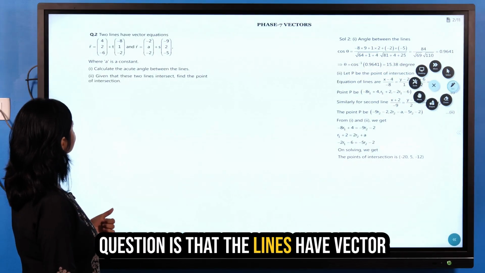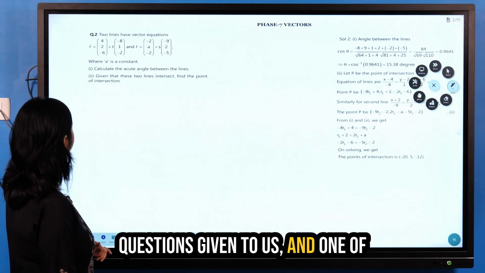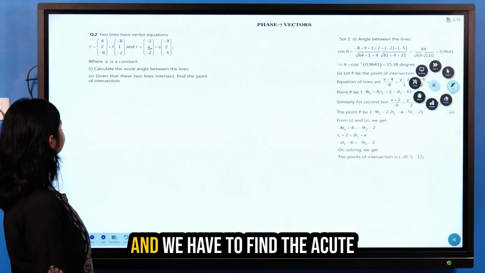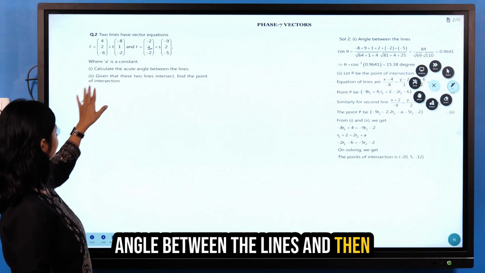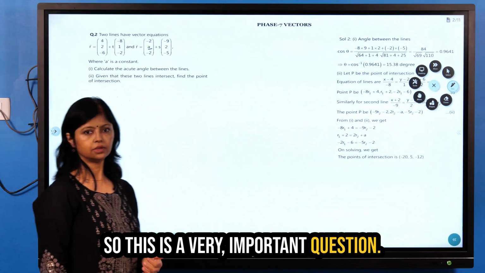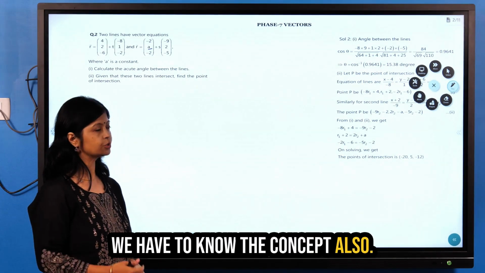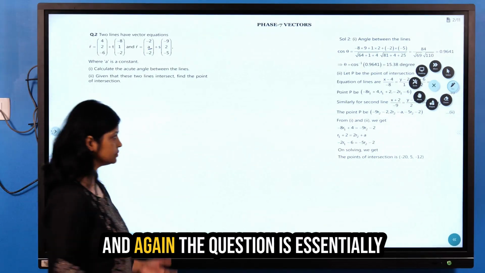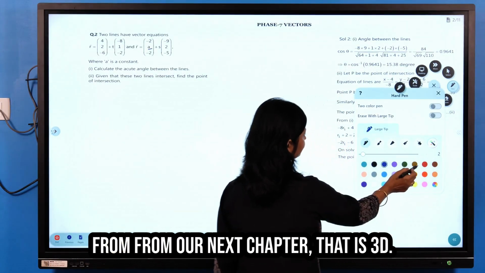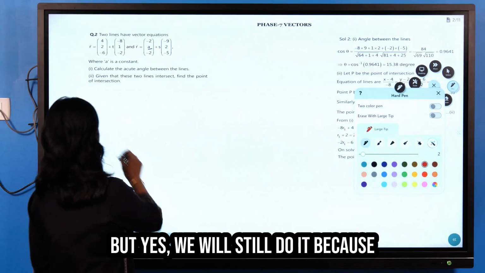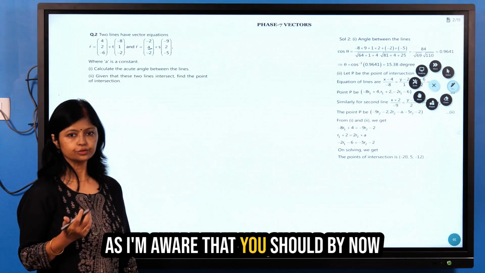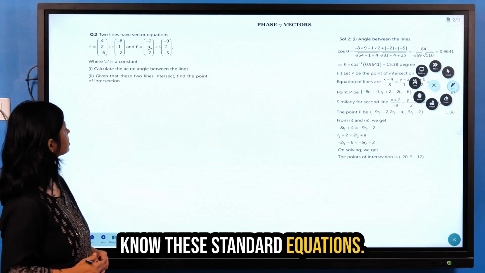The question is that the lines have vector equations given to us and one of the lines has a constant A given. We have to find the acute angle between the lines and then the point of intersection of the lines. So this is a very important question. We have to know the concept also. And again, the question is essentially from our next chapter, that is 3D. But yes, we will still do it because I'm aware that you should by now know the standard equation.